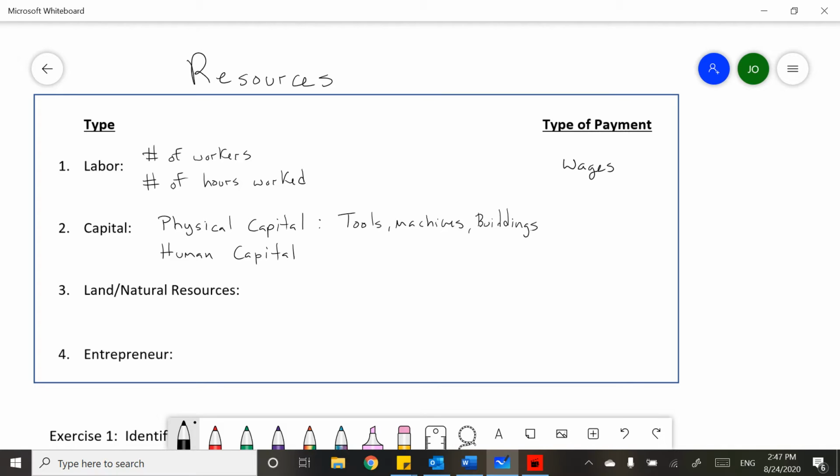As far as human capital goes, these are things that belong to humans, things that we accumulate over time in order to produce other things, such as our education, our experience, and our health. All of these things we are using in order to be productive. So, both of these things are types of capital.